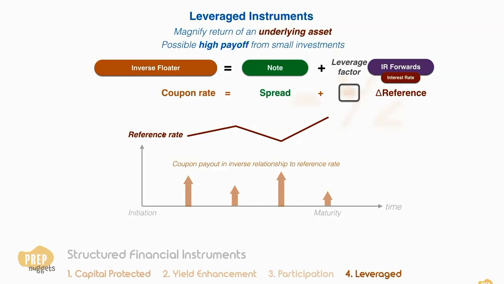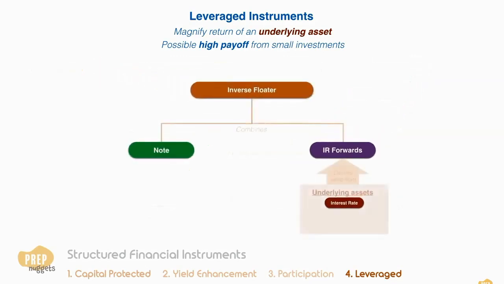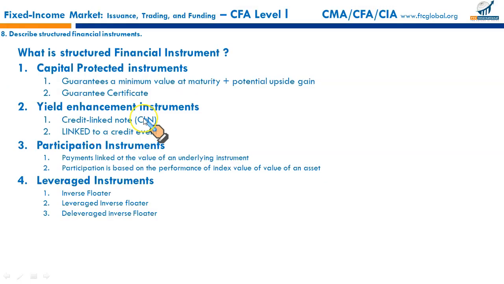If the magnitude of the leverage factor is less than 1, the inverse floater is called a deleveraged inverse floater. The coupon payouts are less sensitive to changes in the reference rate. Conversely, if the magnitude of the leverage factor is greater than 1, the inverse floater is called a leveraged inverse floater. The coupon payouts are more sensitive to changes in the reference rate. And that concludes this lesson, where we are introduced to 4 classes of structured financial instruments other than asset-backed securities. Regardless of the classification, the payouts from a structured financial instrument can usually be decomposed to a combination of a bond and derivative. Alright, so I hope that embedded video would have helped you in grasping the basic idea about these structured financial instruments. We will discuss these as we go along to our subsequent readings.